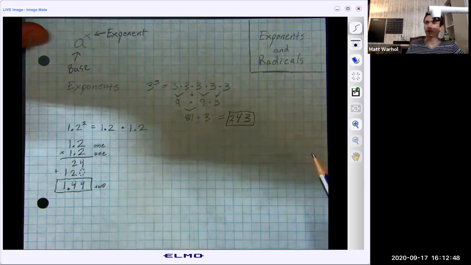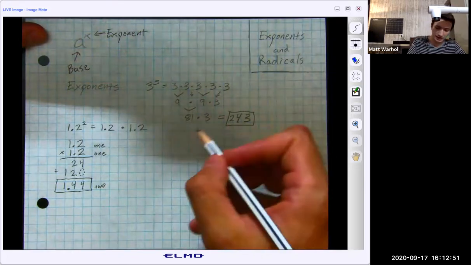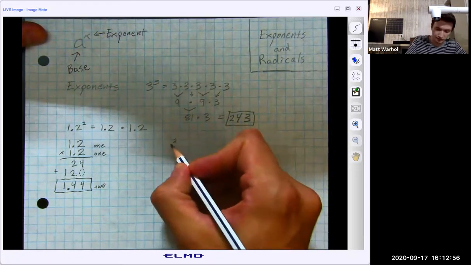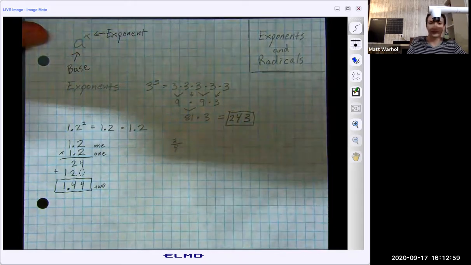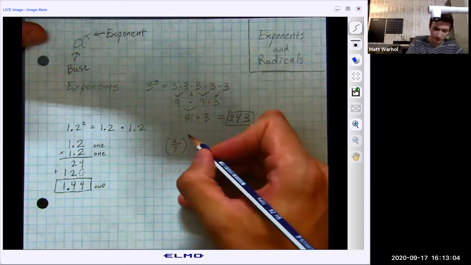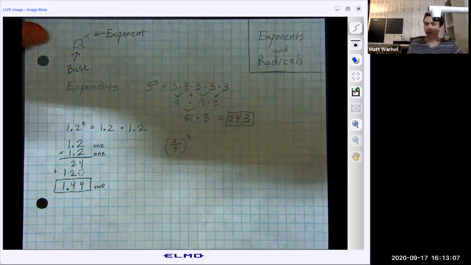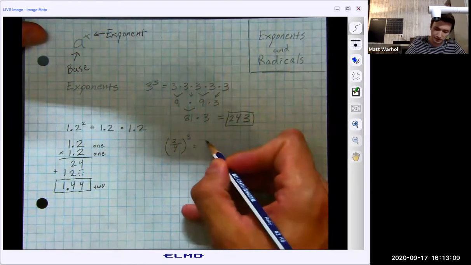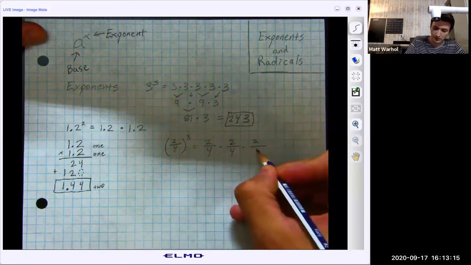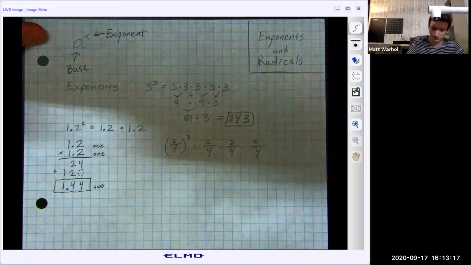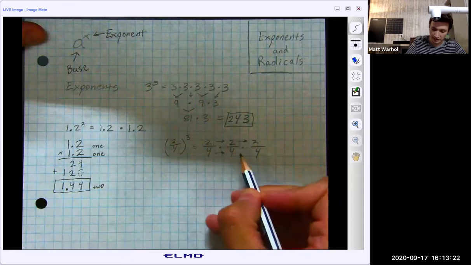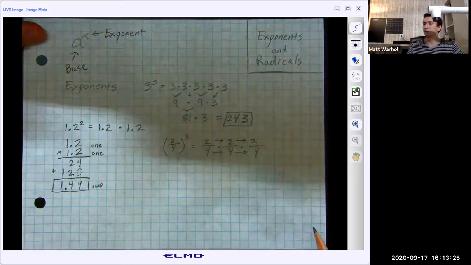There's one more type of exponent I want us to look at, and that is, what if we have a fraction? Let's say we had 2/4. I just realized now that's an unsimplified fraction. It doesn't matter. Let's say we have 2/4 to the power of 3. Okay, well, think of it as 2/4 times 2/4 times 2/4. And how do you multiply fractions? You just multiply straight across. Numerator times numerator times numerator, and all the denominators multiplied by each other.